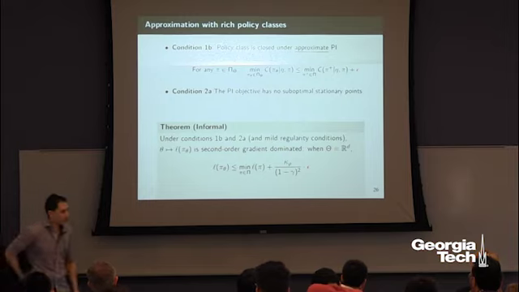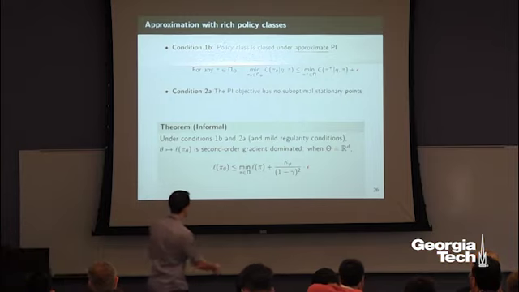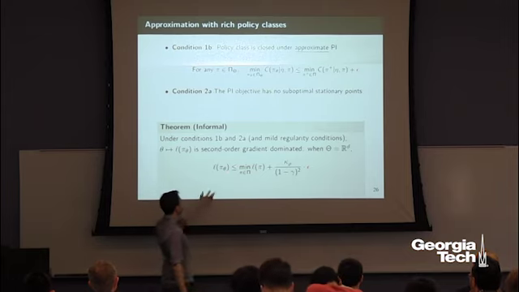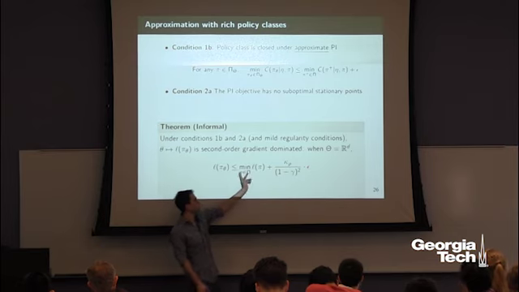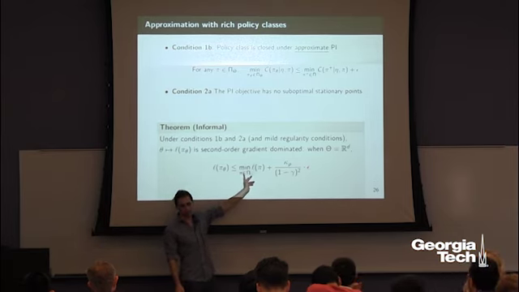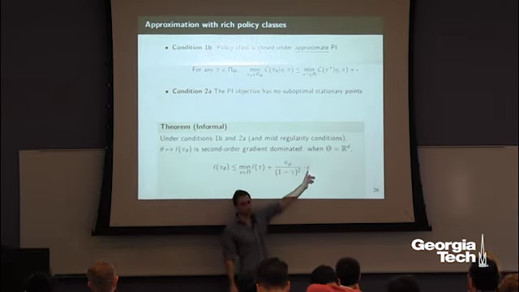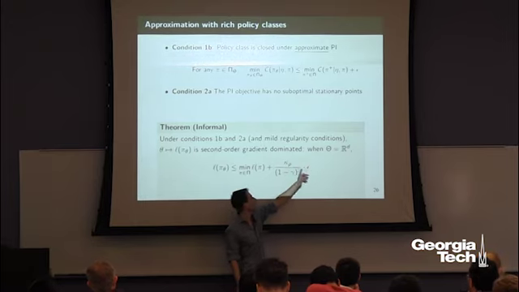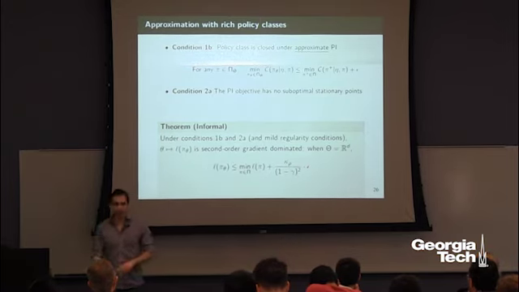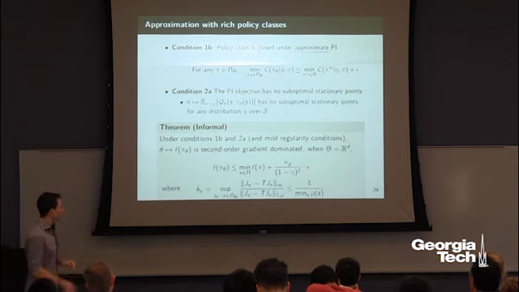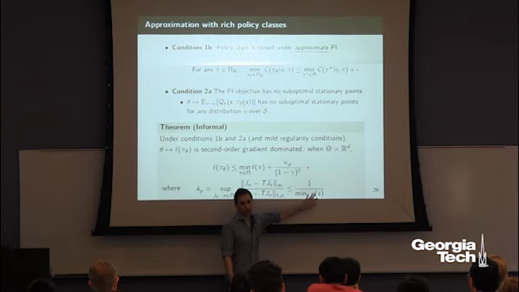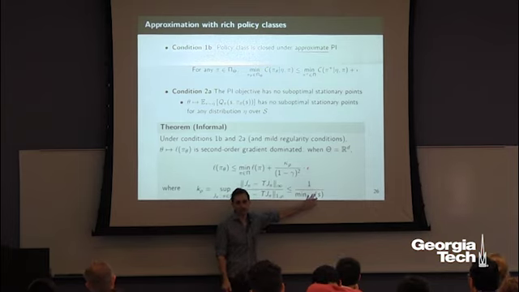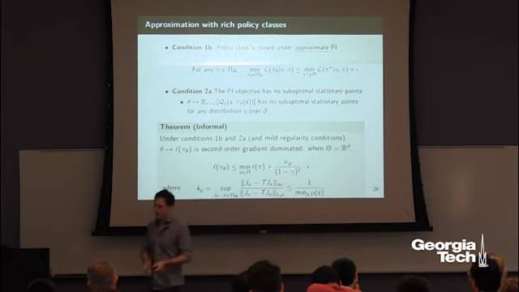Then basically, you get a bound that says that a stationary point of this objective should be near optimal up to a tolerance that scales with epsilon. And the numerator is some scary quantity that depends on how well you explore the state space.